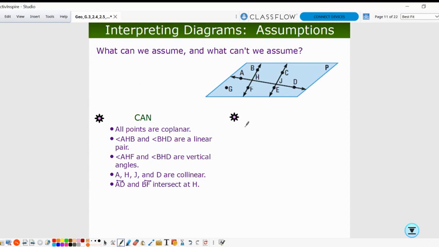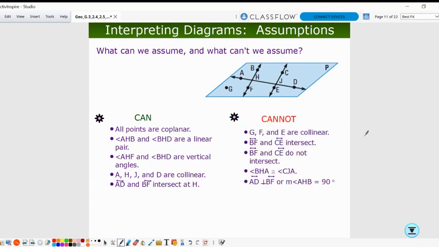Now let's take a look at the things we can't assume. We cannot assume that G, F, and E are collinear. I mean, they look like they can make a straight line, but I can't assume that because I don't have a line drawn in the diagram.